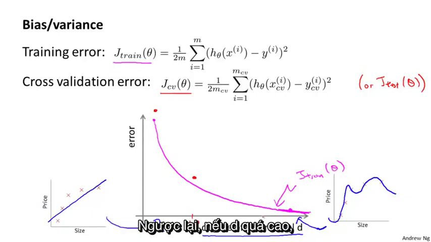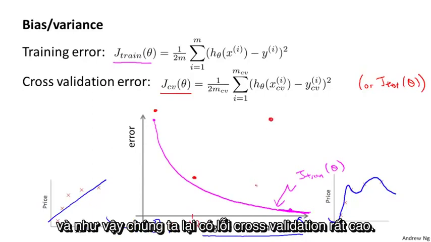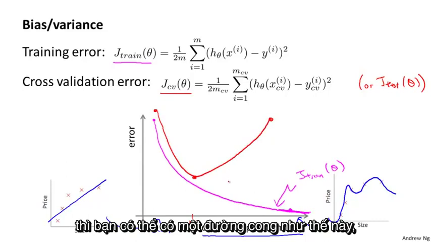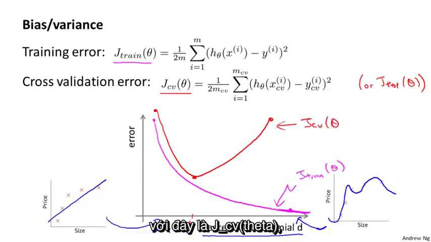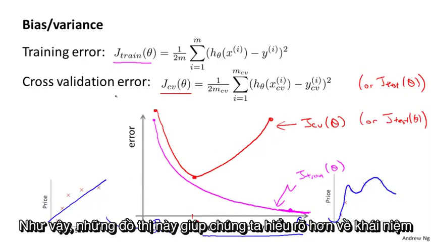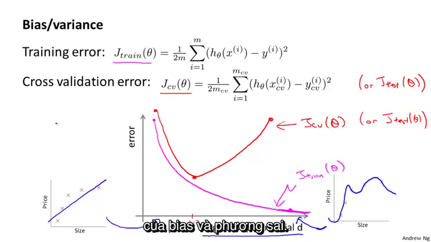And conversely, if d were too high, so if d took on, say, a value of 4, then we're again overfitting, and so we end up with a high value for cross-validation error. So if you were to vary this smoothly and plot a curve, you might end up with a curve like that, where that's J_cv of theta. And again, if you plot J_test of theta, you get something very similar. And so this sort of plot also helps us to better understand the notions of bias and variance.